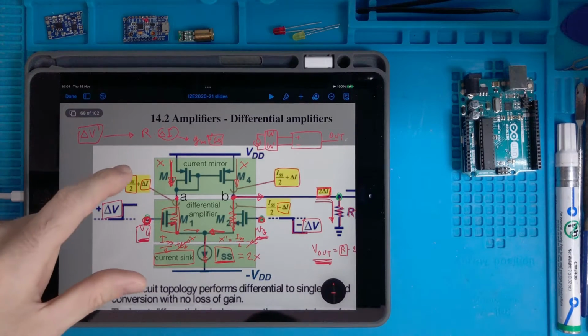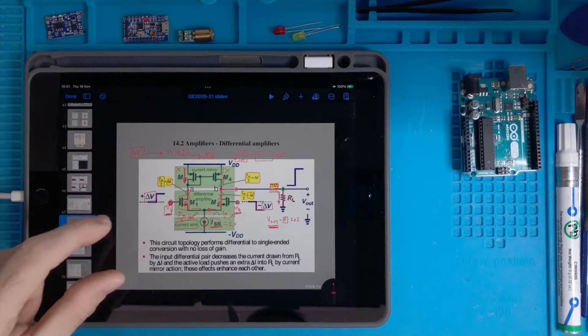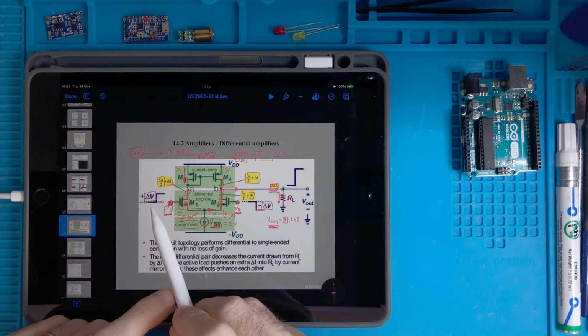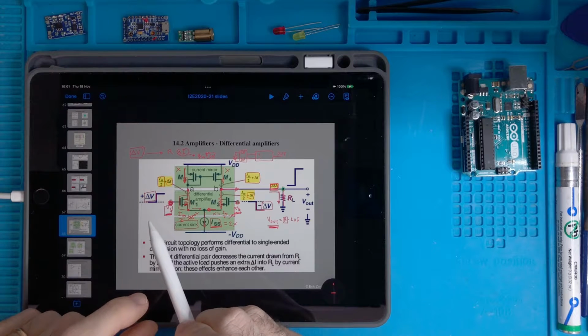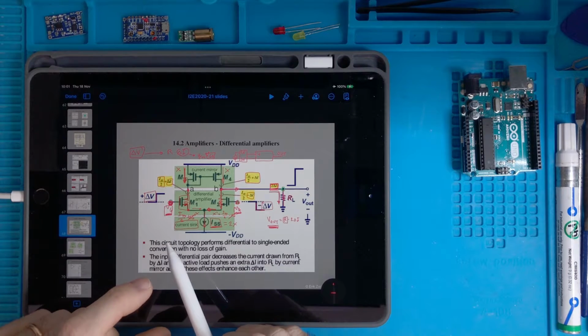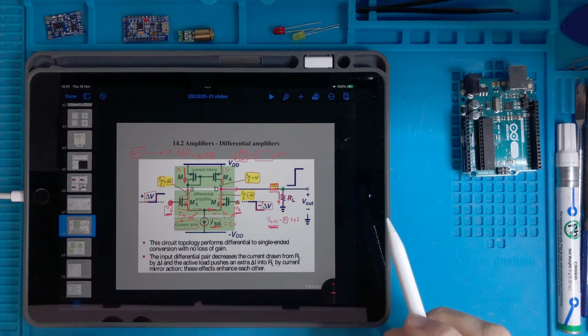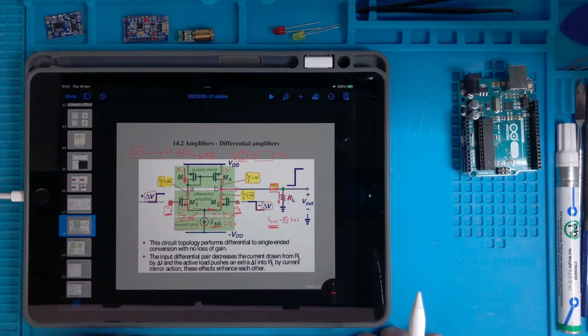So this thing is an amplifier that amplifies not one input, but the difference between two inputs, and creates a corresponding output with a certain amplification factor, which is called the gain.